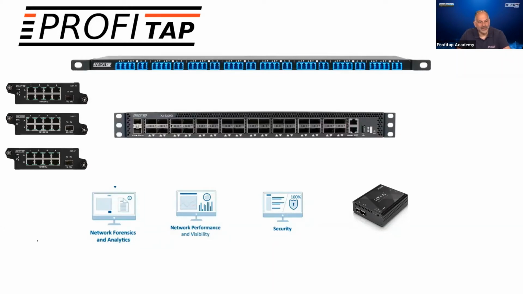So today, we're going to be taking a look at the X2 3200G. This is a 32 port packet broker. Each of these ports is capable of doing 10, 25, 40, or 100 gig. So we've got 32 ports in here. And these ports can be used as input ports or output ports.